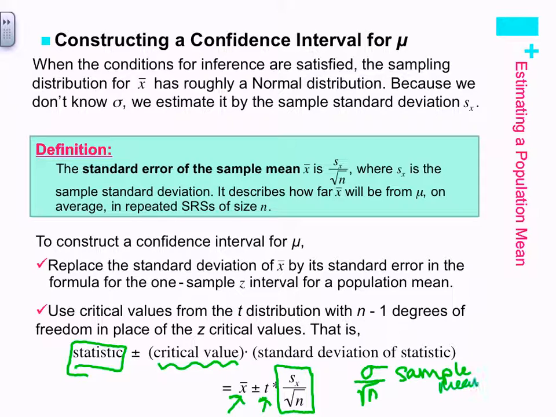Of course, the problem being we do not know our population standard deviation, so we have to use our sample. So here's your standard error here.